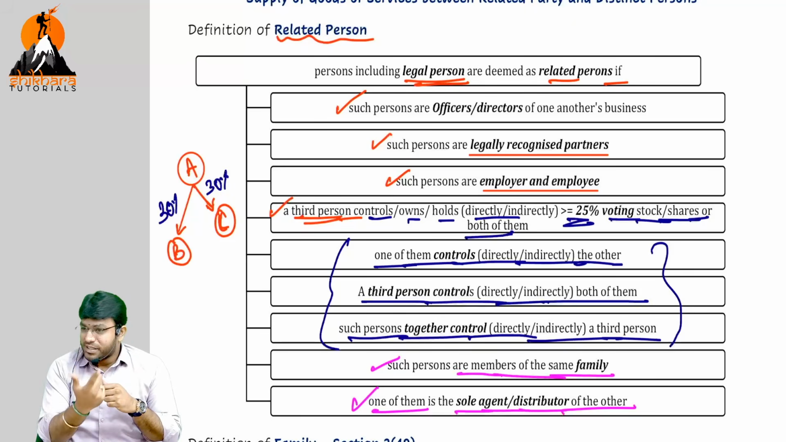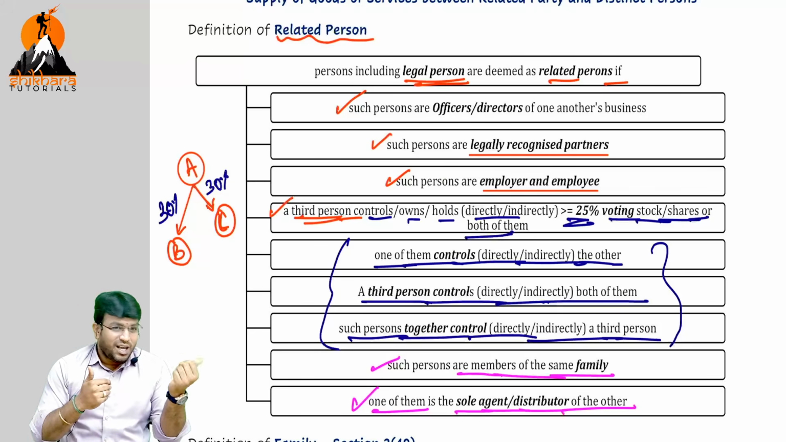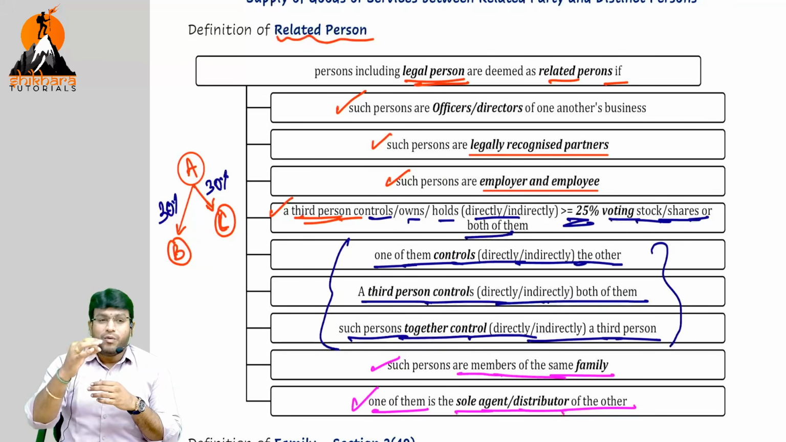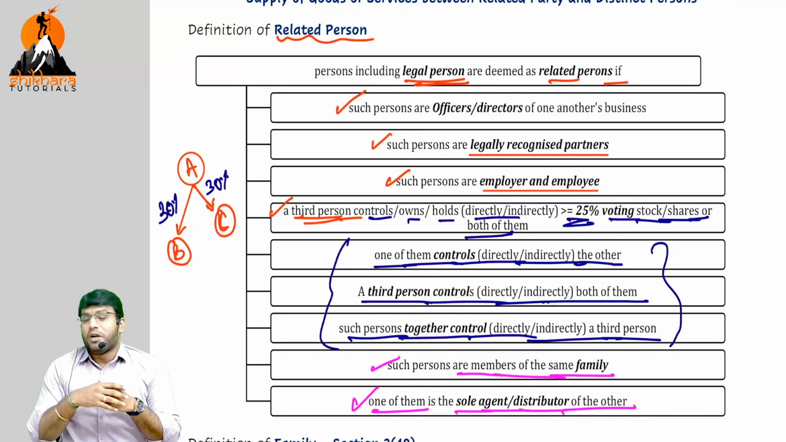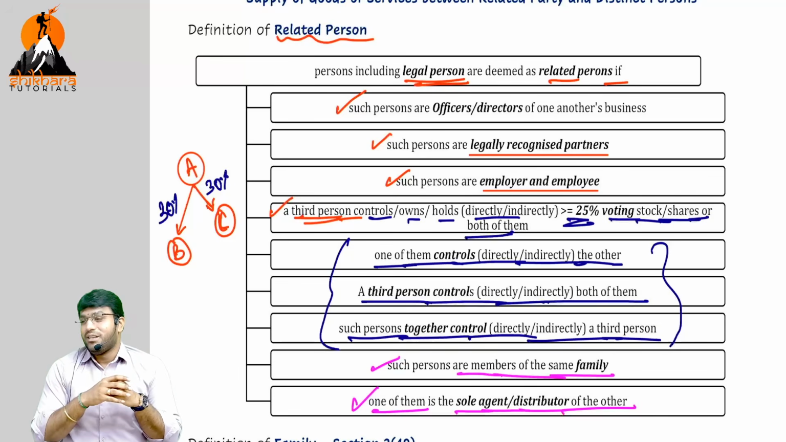Are we both related persons? Sir, Shiva Teja and his wife are related persons, and I gave one gold chain to her out of tremendous love and affection. Is it a supply? No. A supply between distinct or related persons is covered, no sir.